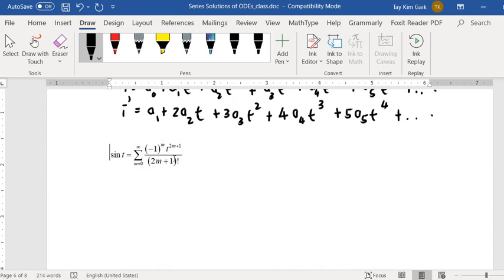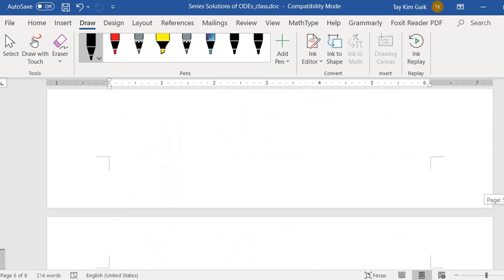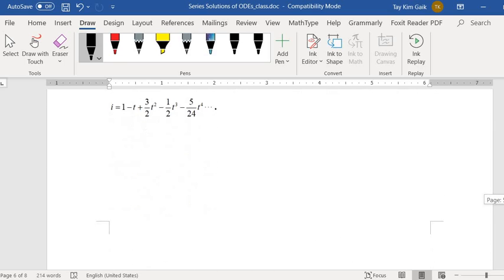Okay, this is a power series for sin 2t, and we have the equation y' + y equal to sin 2t.